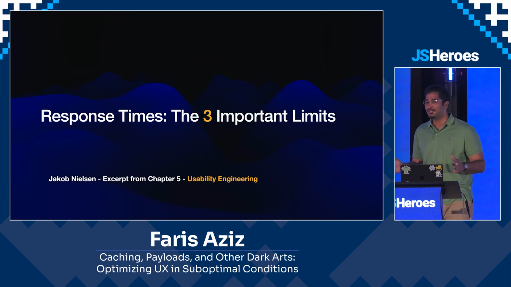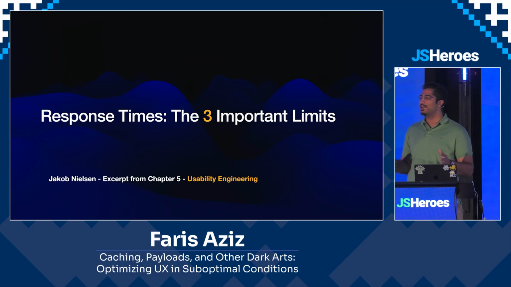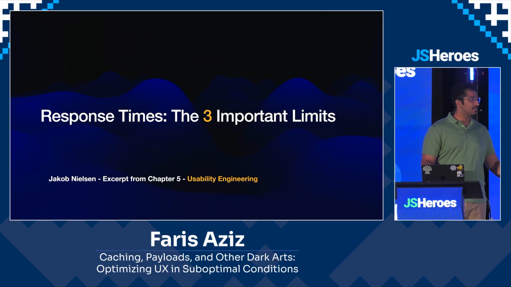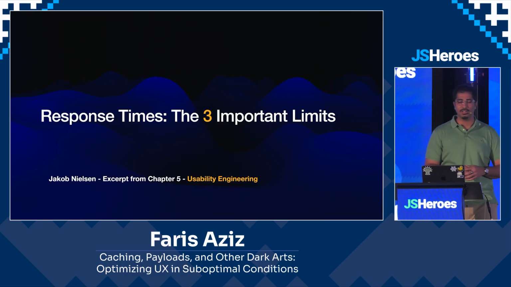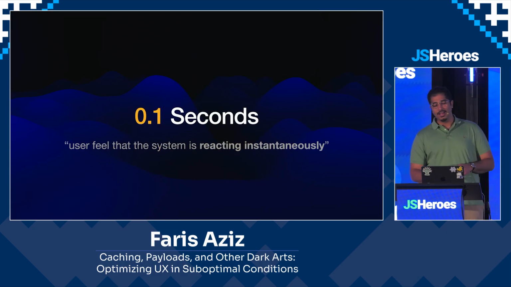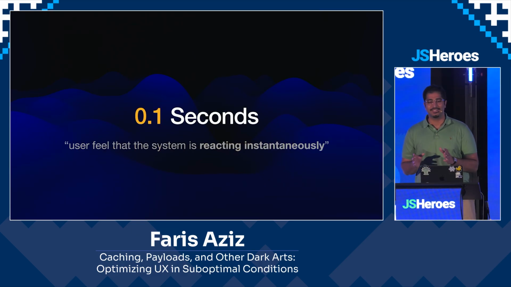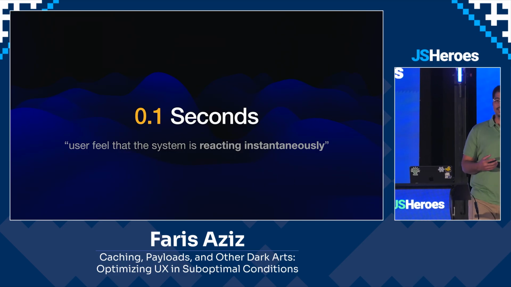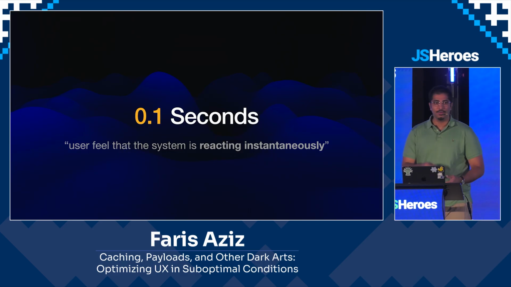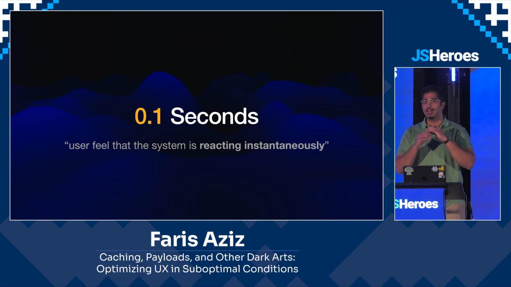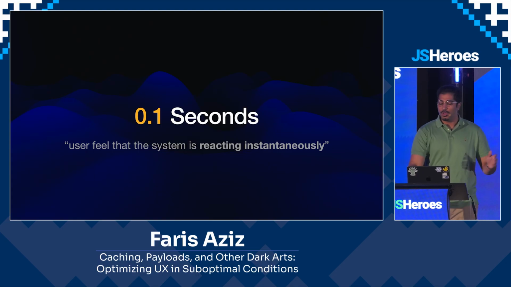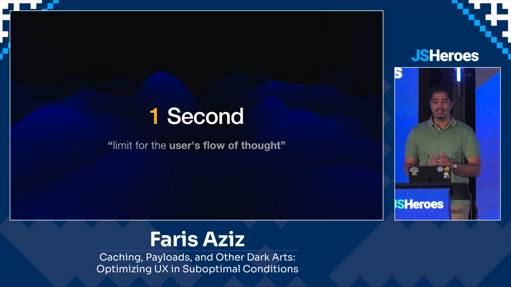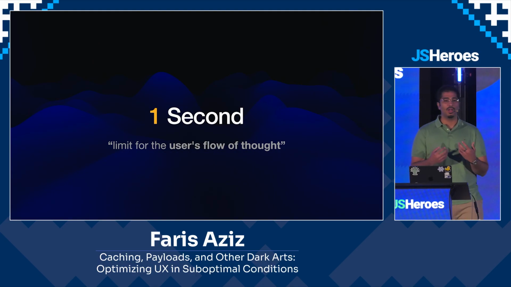And so I want to introduce to you the response times and 3 important limits to consider, this excerpt from Chapter 5 of Usability Engineering. I highly recommend it. So at 0.1 seconds, a user feels that a system is reacting instantaneously. It's instant. You click on something, it does what it needs to do. It feels like magic. Once you move over 1 second, this is the limit for a user's flow of thought.